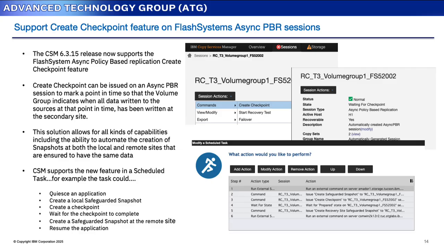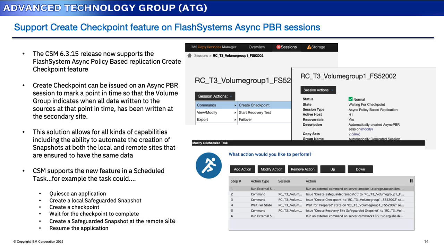All right, so for our FlashSystems customers, I do have an exciting change here. This is support for what FlashSystems calls create checkpoint on the async policy-based replication sessions. So if you're using CSM with policy-based replication, you'll know that we automatically import it. We see a volume group with that policy on it. We automatically create the session, even create the snapshot sessions for you, etc. But now you'll see on that async policy-based replication a new command called create checkpoint.